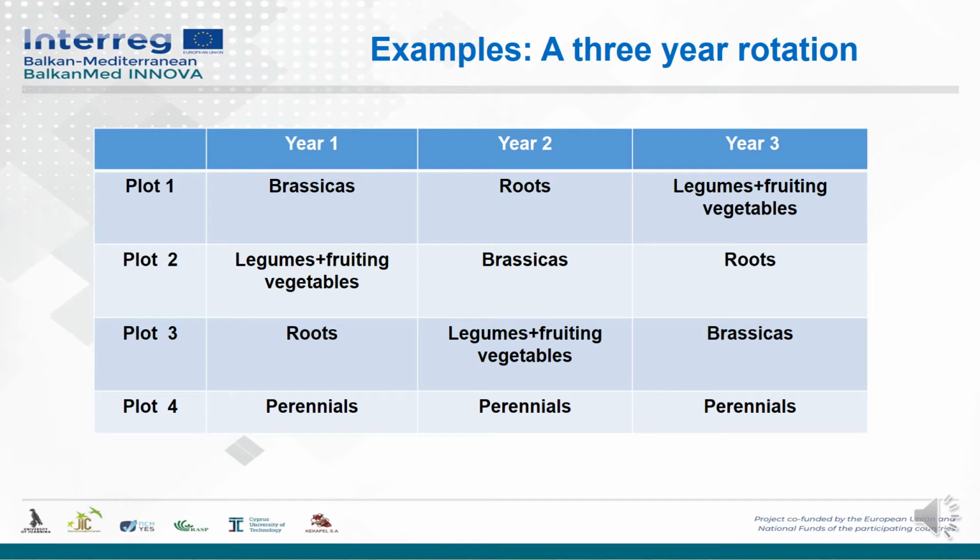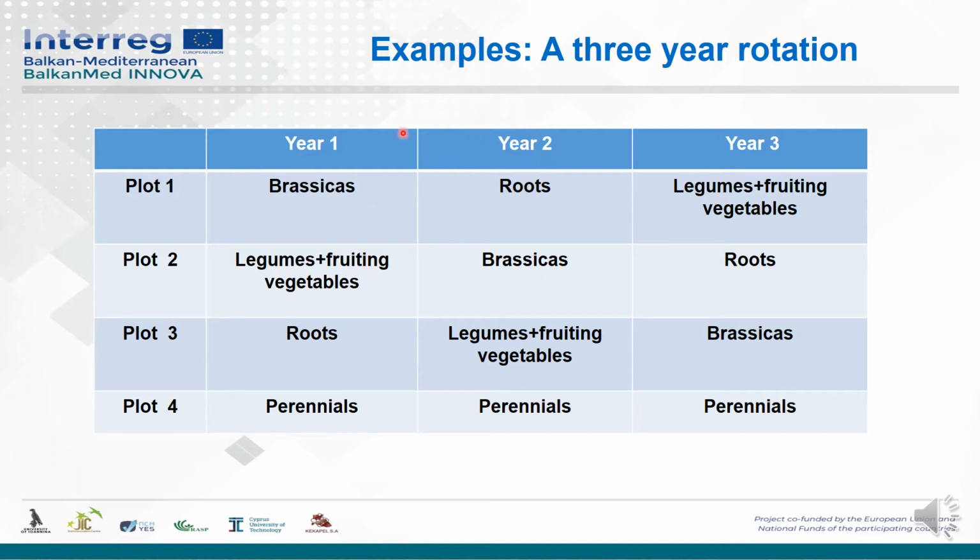Here in this slide, you have in a simplified way what I spoke about before. Let me activate the pointer. So we have here a 3-year rotation: year 1, year 2, year 3. And in fact, we have 4 plots: plot 1, plot 2, plot 3, and plot 4. Plot 4 has perennial plants. This is just in case farmers plant perennial plants in their plots.